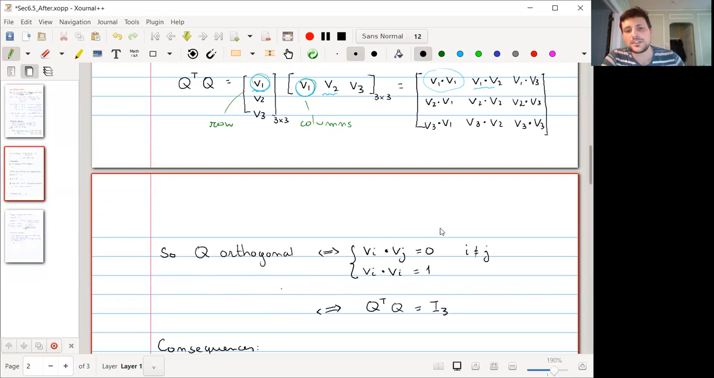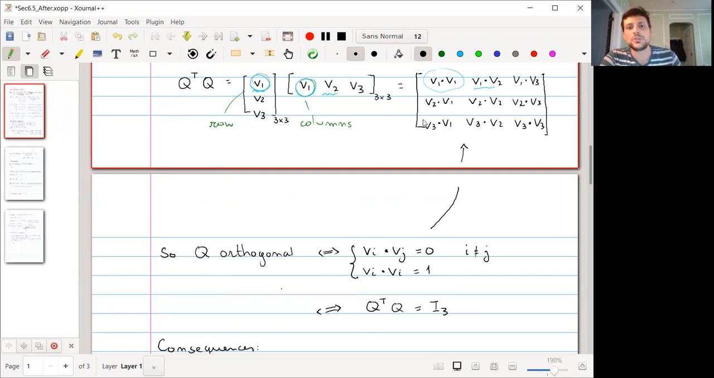But then if you take these conditions and you plug them into this matrix that we computed up here, you'll see that you get ones on the main diagonal and then zeros everywhere else. In other words, if these two conditions are true, then Q transpose Q is indeed equal to the identity. And the converse holds as well.